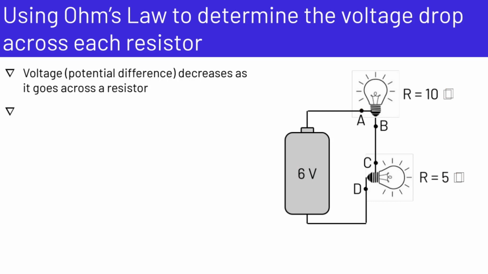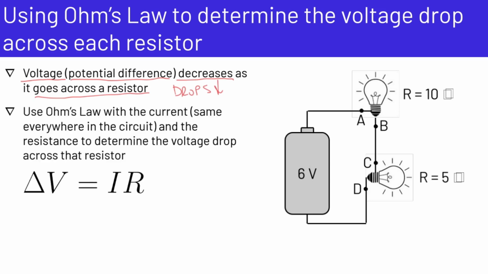So we're going to figure out the voltage or the potential difference. The voltage decreases as it goes across a resistor. That's why we call it a voltage drop. The voltage drops as it goes across a resistor.